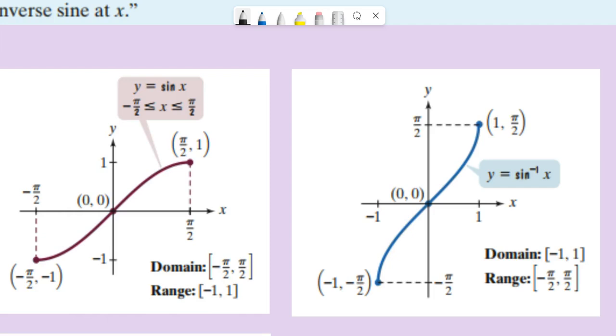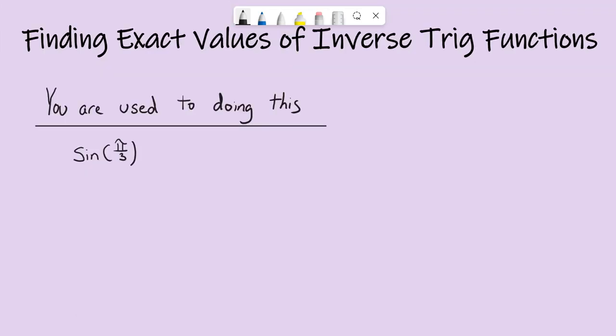It's harder to see here, but we do have the reflection across the y equals x line, proving that these are inverse functions. Now we're going to find the exact values of inverse trig functions in this lesson. But before we do, I just wanted to do a quick little review. This is what you're used to doing.